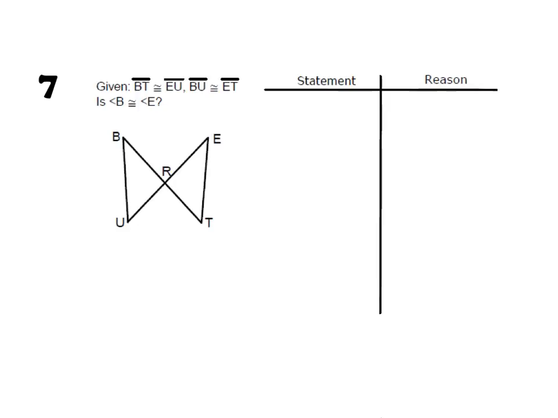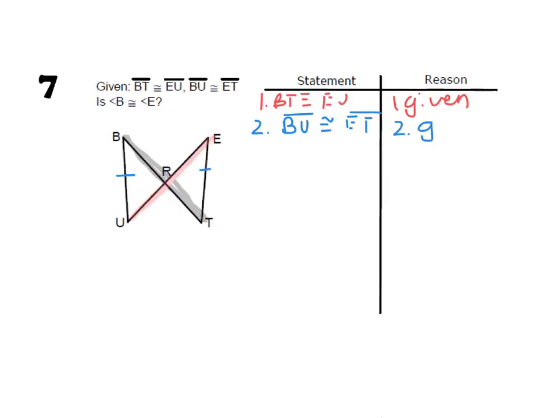Number seven, we're told that BT, so this whole side, is congruent to EU, that whole side. So that's one given. So BT is congruent to EU. And that's given. And we're told that BU is congruent to ET. So these two are the same. And we're trying to get that angle B is congruent to angle U.